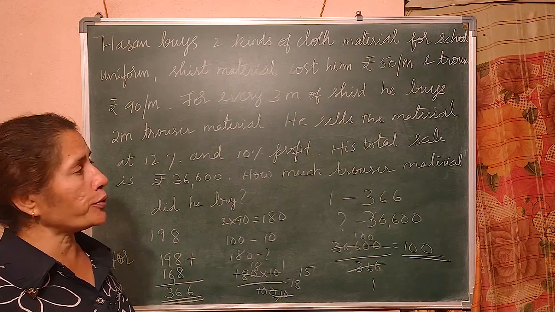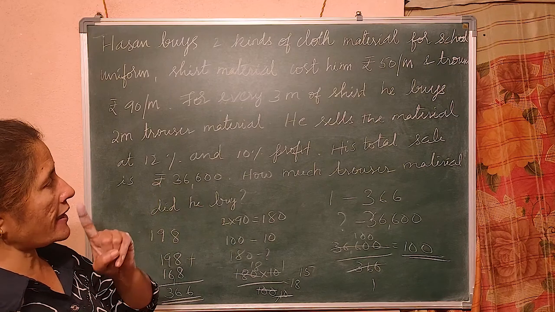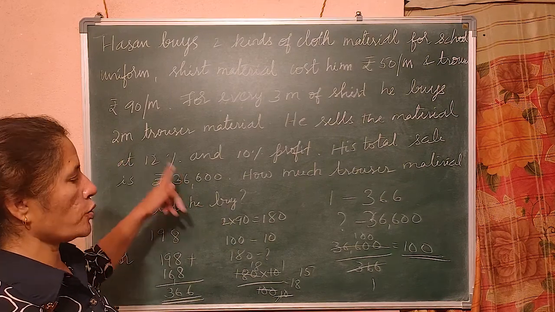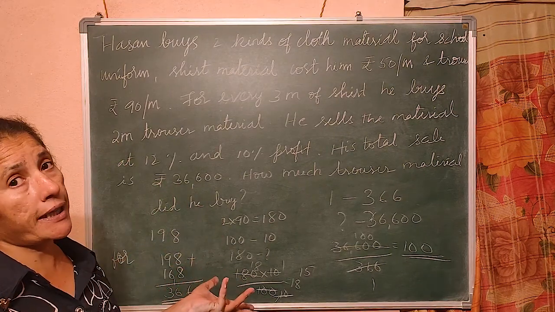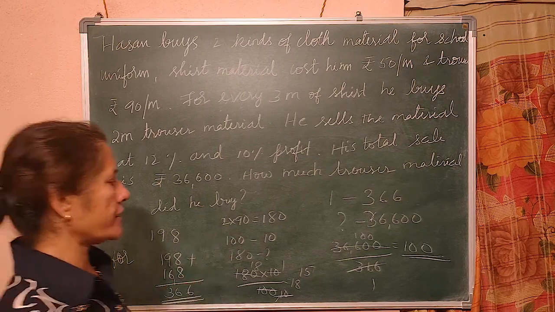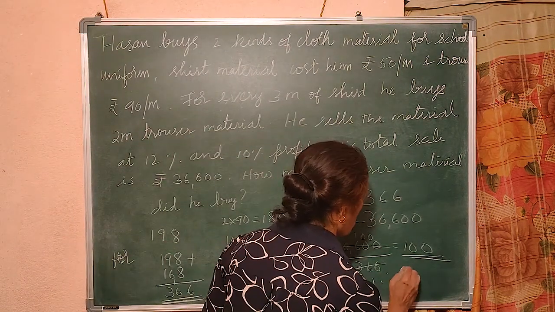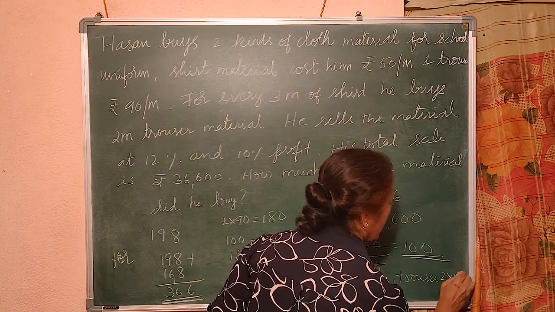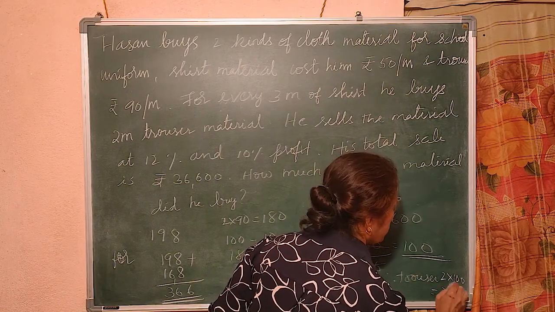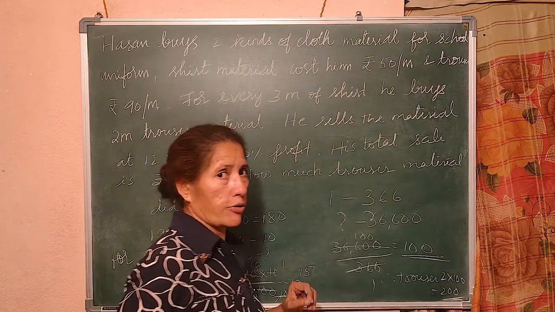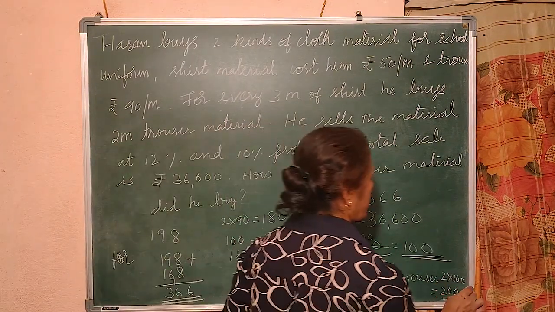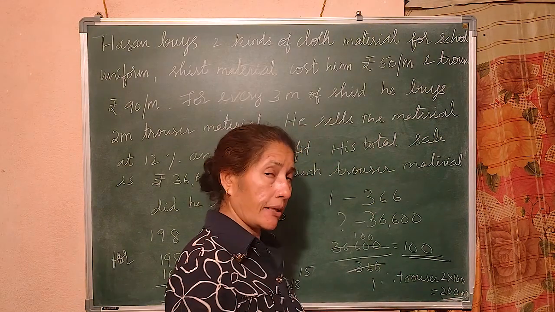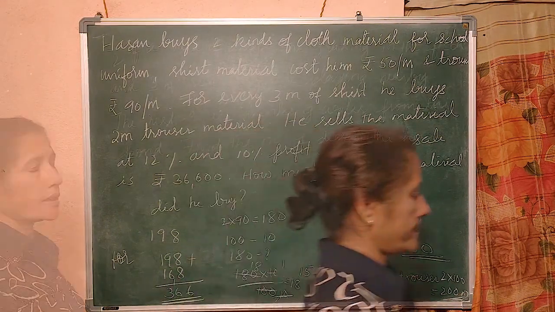Now what can you do? For one set of trouser he needs 2 meter. So 100 sets, 200 meter. Therefore, trouser material he bought is 2 into 100 is equal to 200. Did you all understand? 200 meter he buys. Let me move on to the next question.